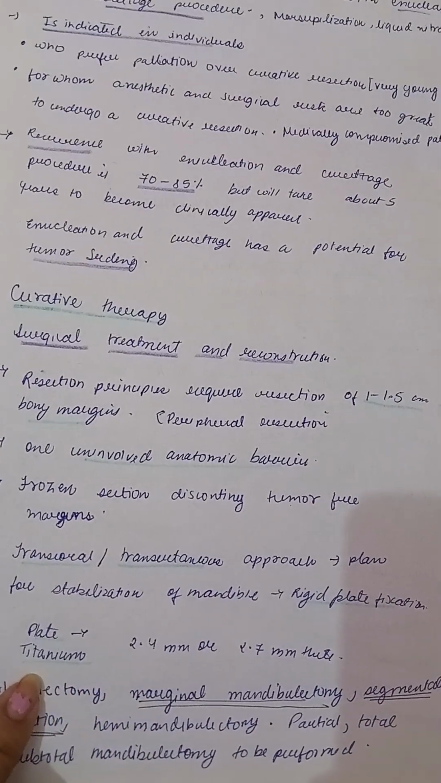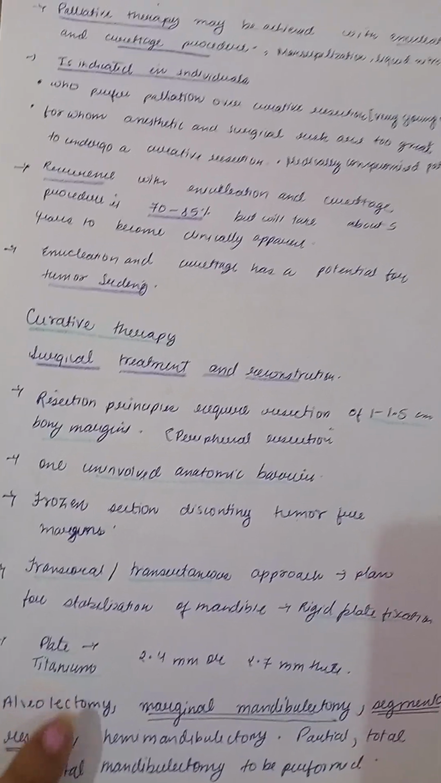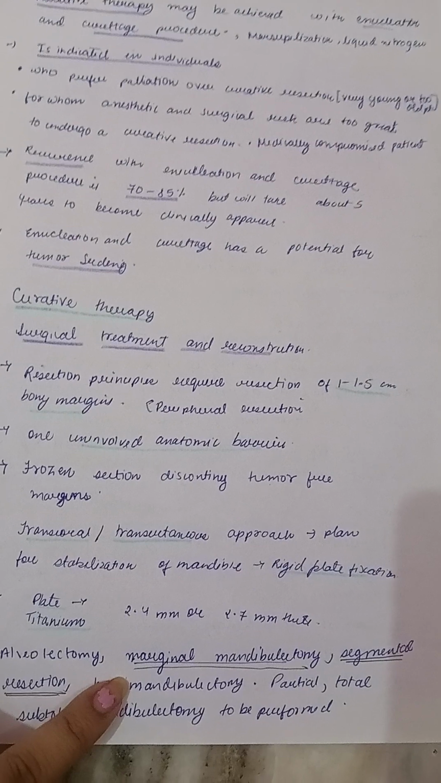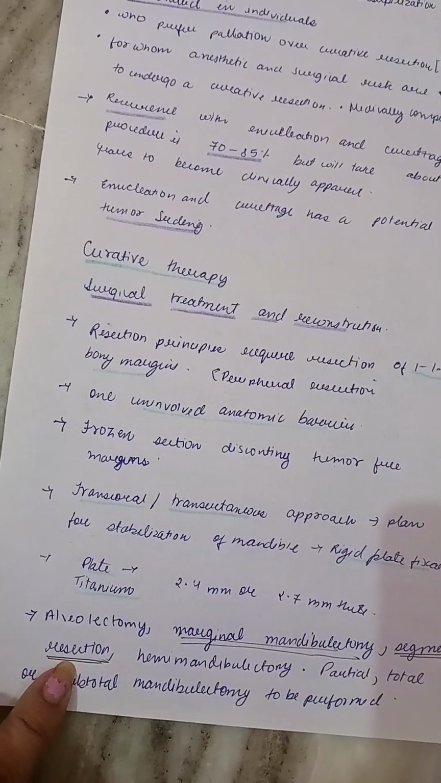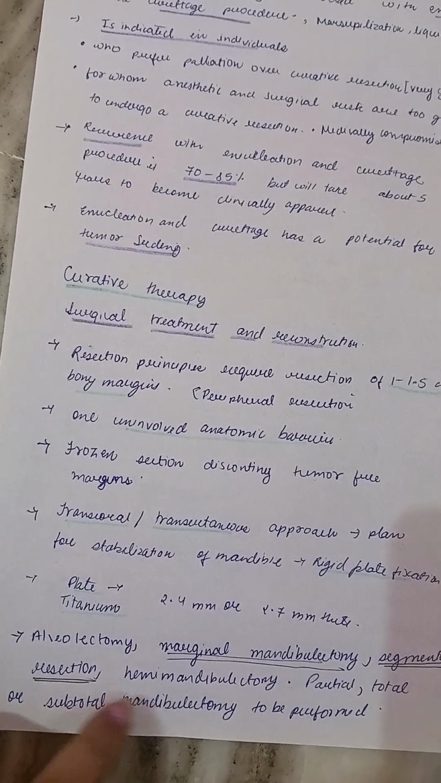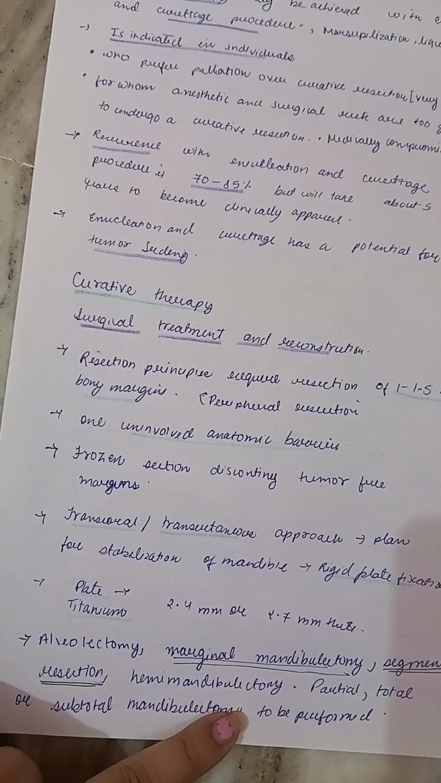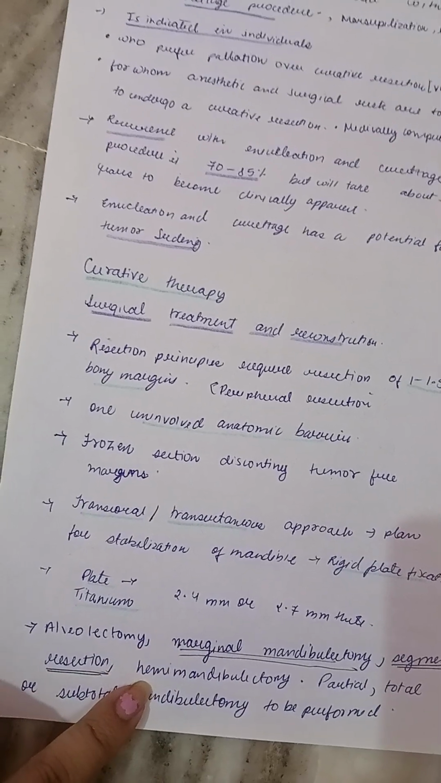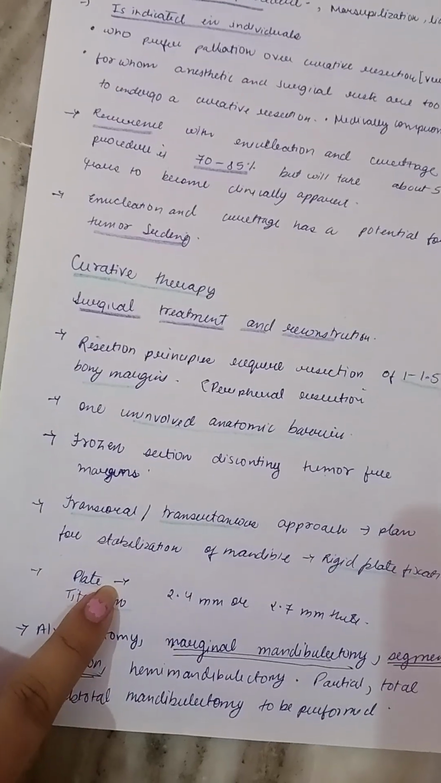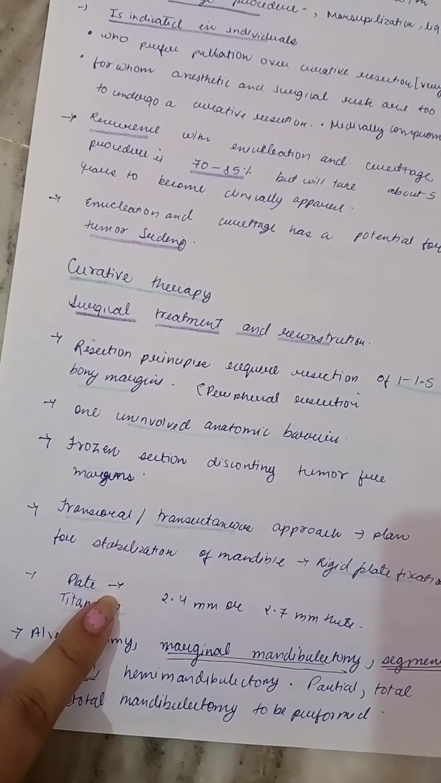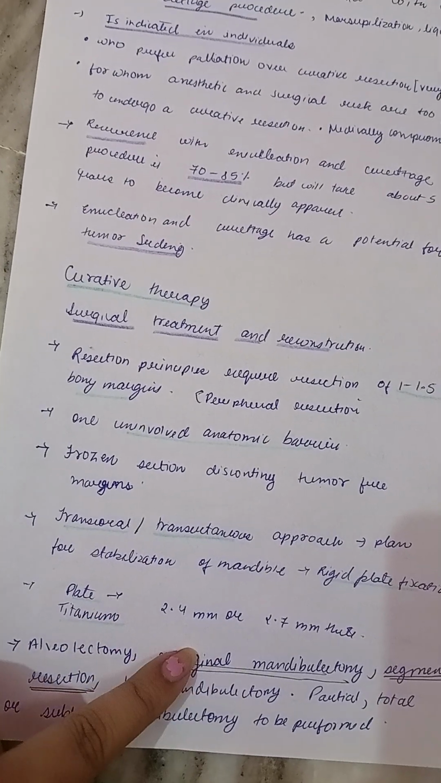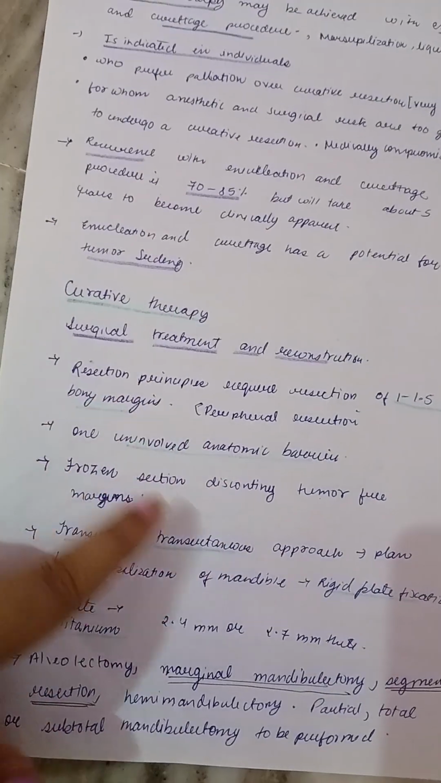Okay, what all procedures can be done in the mandible for tumor? It's alveolectomy, marginal mandibulectomy, segmental resection, hemimandibulectomy, partial, total or subtotal mandibulectomy to be performed. Okay, these all are the surgical treatment options for the mandible. For reconstruction, we can go for a recon plate. The plate used is a titanium plate and the thickness is this, and the rest we have dealt with in the last class.